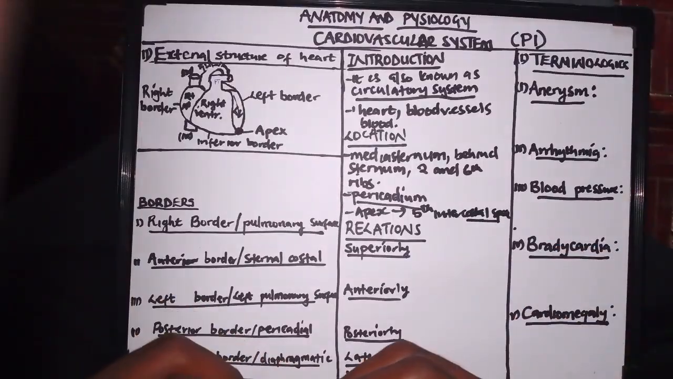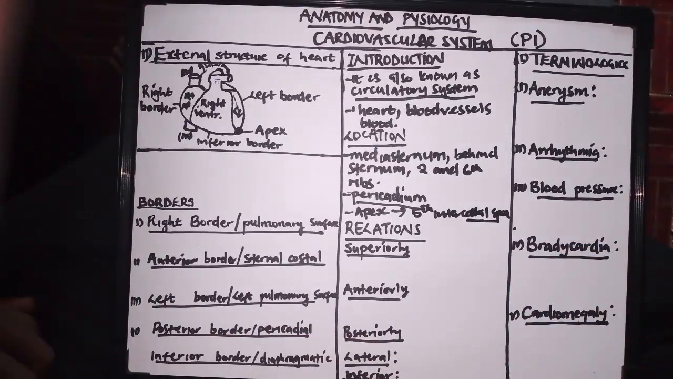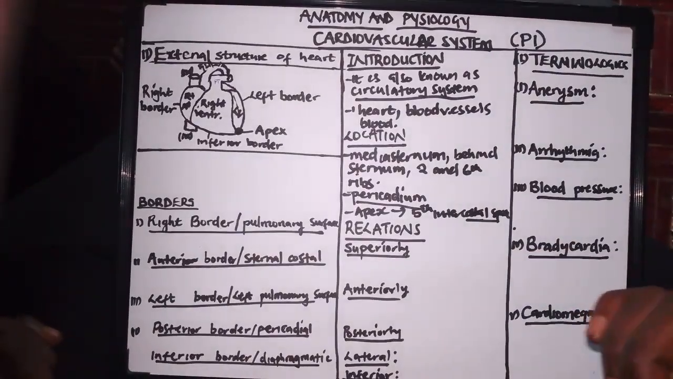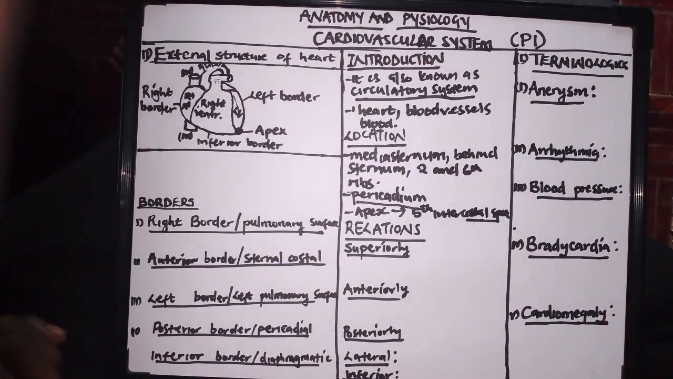So what is the intercostal space? The intercostal spaces are the spaces between the ribs. Those spaces between the ribs are known as the intercostal space. If you count from the first space until the fifth space, that's where the apex is located.